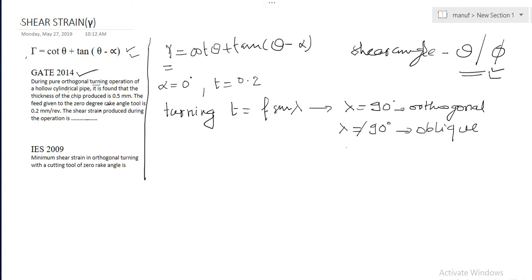The feed is given as 0.2 mm per revolution. Just keep in mind this is 0.2 mm per revolution, not 0.2 mm per second or 0.2 mm per minute. So this must be 0.2 mm per revolution. So I can write 0.2 into sin 90, so that is nothing but 0.2. So now I can write r equal to T by TC, that is 0.2 divided by 0.5.